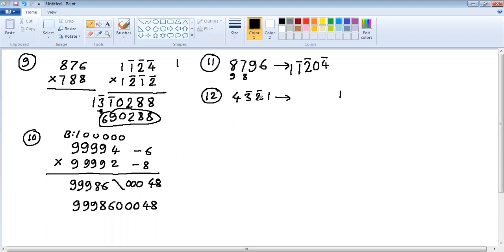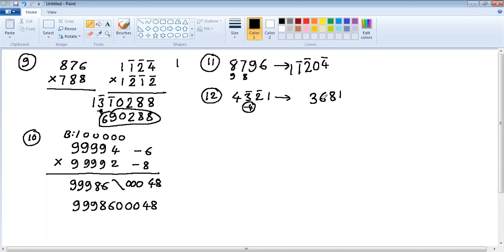Wherever digits are negative, take complement. Complement of 2 is 8, and then reduce 1. This is minus 3, minus 1 is minus 4. It becomes minus 4. Complement of that is 6. Reduce 1 means 4 will become 3. 1 as it is, 2 is negative.